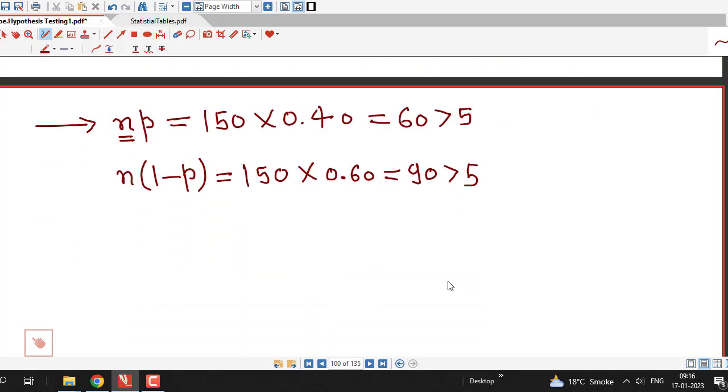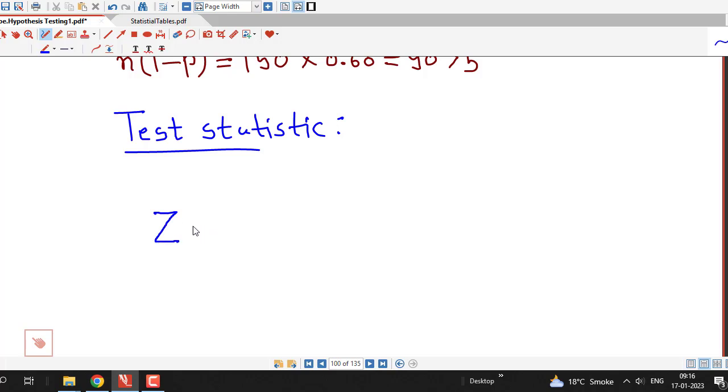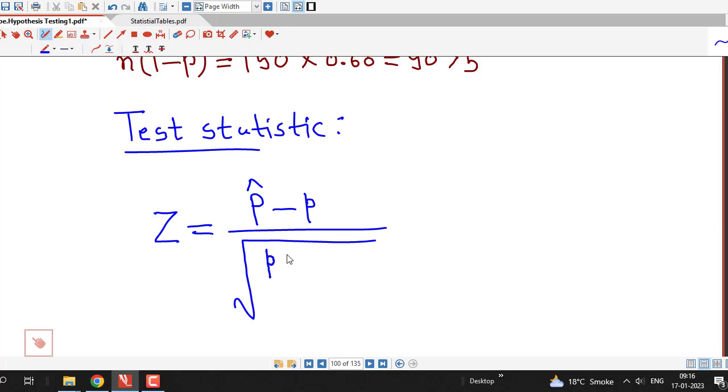Therefore we can apply one sample Z test for testing null hypothesis. Now what is test statistic? The test statistic for this is capital Z equal to sample proportion minus population proportion divided by square root of population proportion times 1 minus population proportion divided by n. And we are having all these values now.